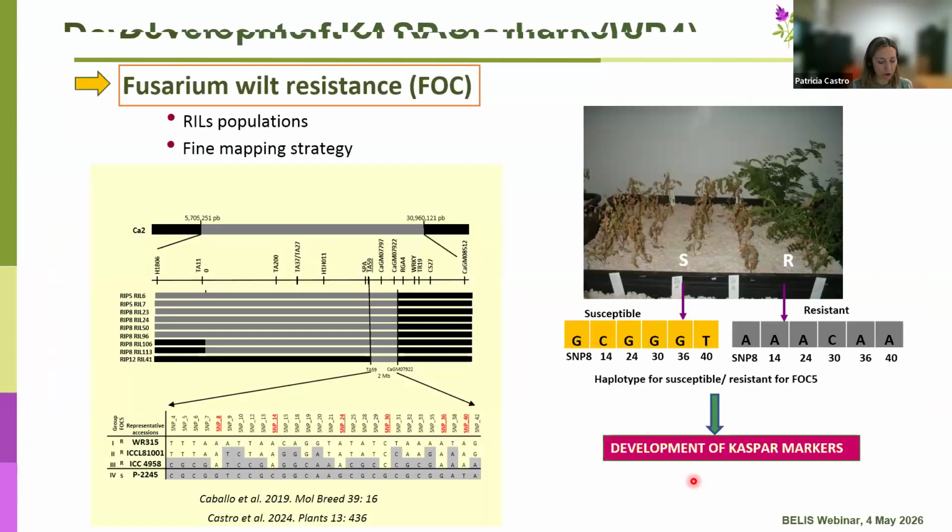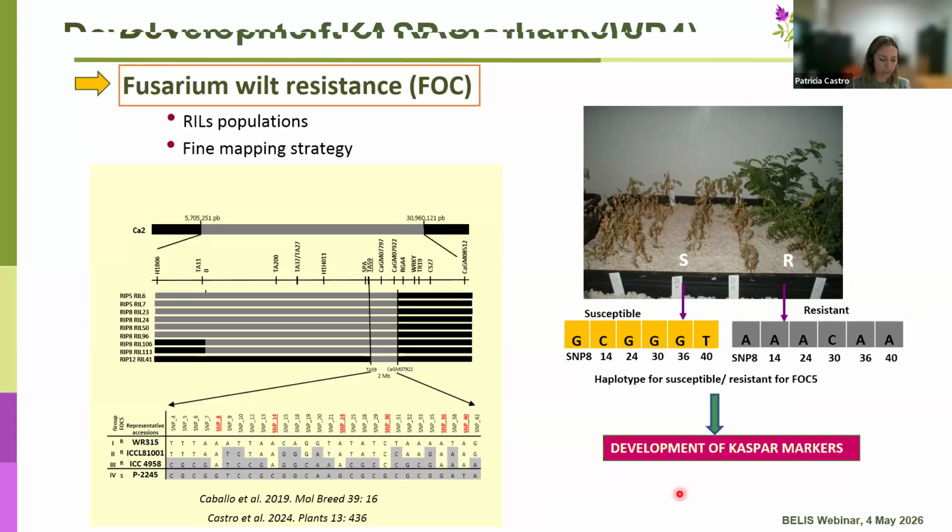What about KASP markers for Fusarium wilt? How did we develop them? We built on previous work from our group, in which we used several real populations segregating for Fusarium wilt resistance. And through a fine mapping approach, we identified a 2 megabase genomic region containing 6 SNPs associated with resistance. Based on these SNPs, we defined the resistant haplotype and the susceptible haplotype for this region.